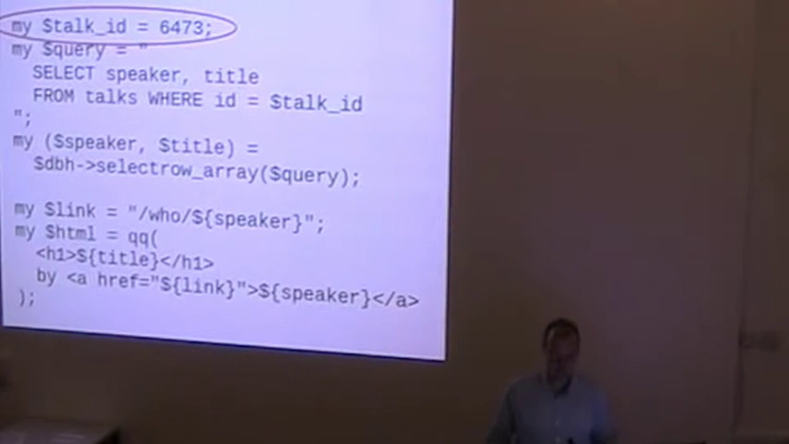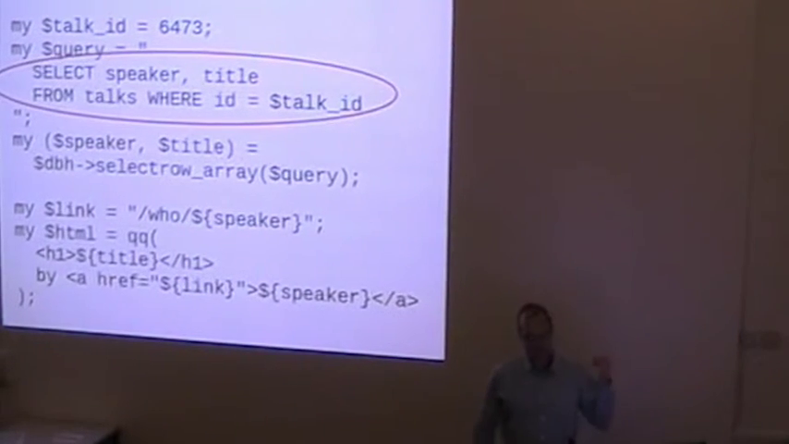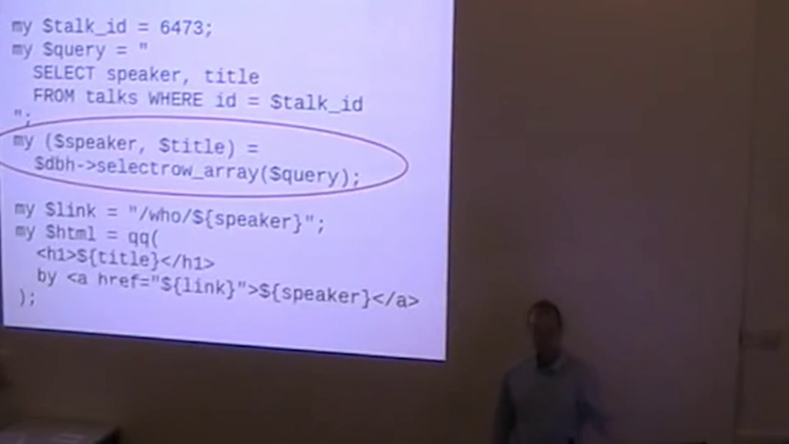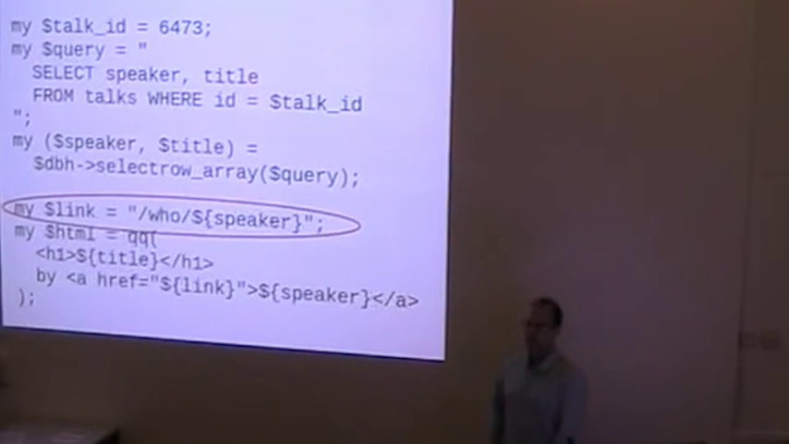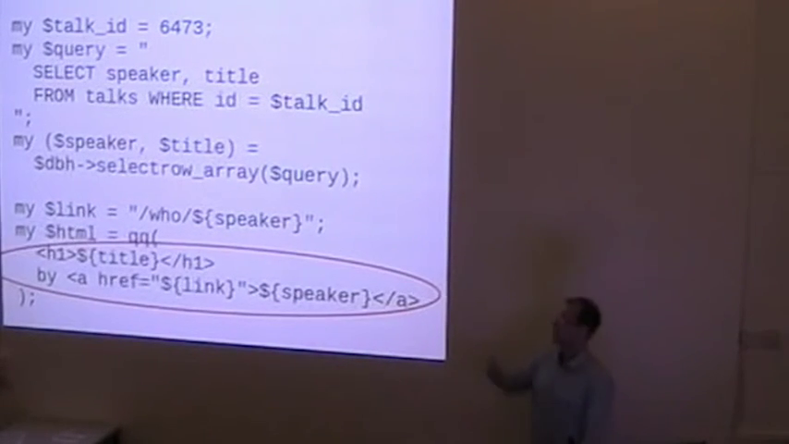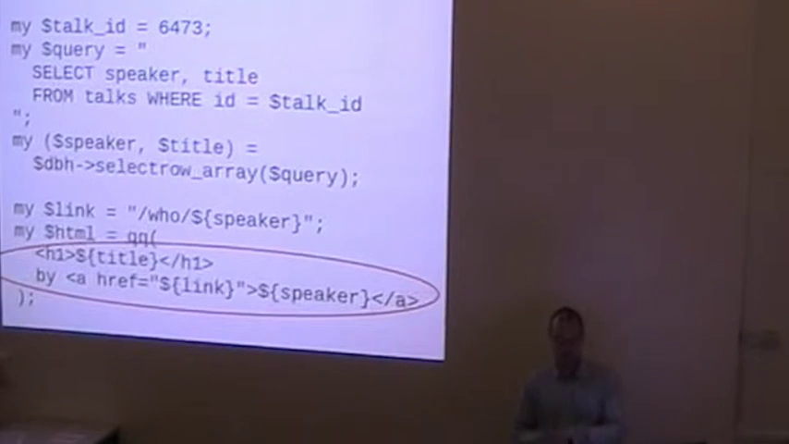Could be absolutely anything. Then we run an SQL query to get some details about this talk. We're going to pull back the speaker and the title. We'll run some Perl code to populate those variables, build up a URL for more information about the speaker, and then finally we'll generate some HTML that includes those 3 pieces of information: the speaker and the title from the database, and the link that we built ourselves.